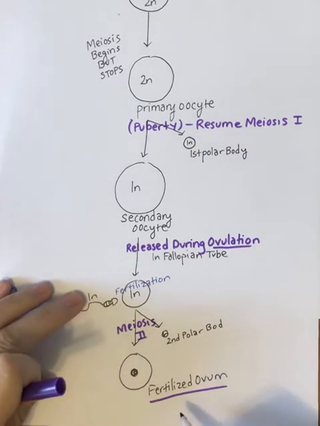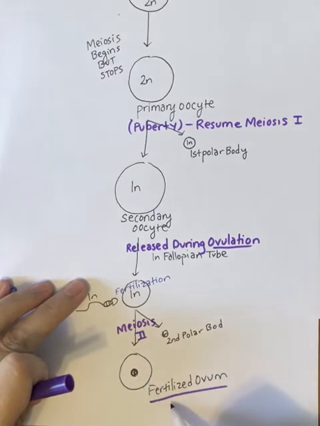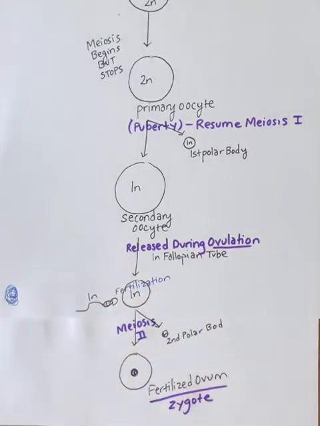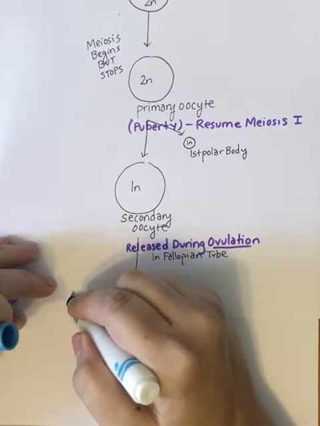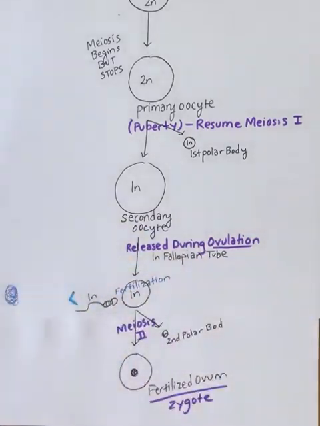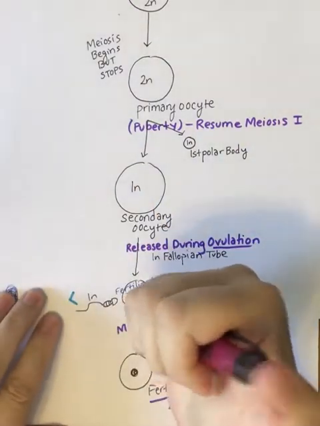So another word for fertilized ovum, a single-celled organism that's going to undergo mitosis, is a zygote. Now, when you fertilize this, this zygote is now going to become a diploid, a 2N, because you have half the genetic material that's going to come from the sperm, and half the genetic material which comes from the egg.